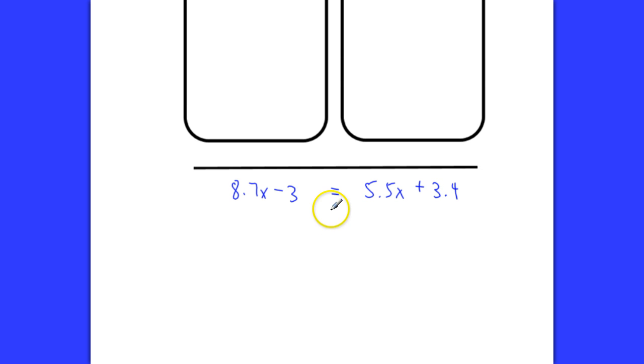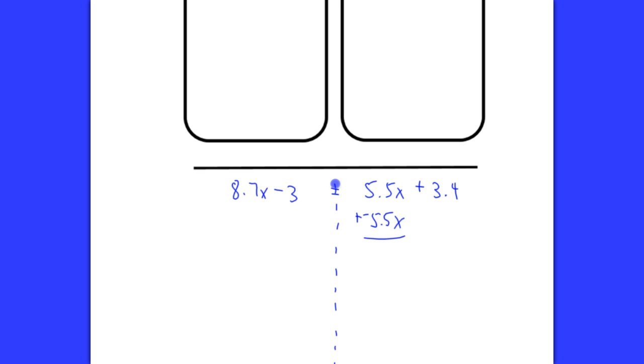Well, we're going to do the exact same thing. We're not going to freak out because there's a decimal there. We're just going to move the variables to one side. So I've got 5.5x there, so I'm going to add negative 5.5x or subtract. It's the same thing we've done here. I forgot to do this too.